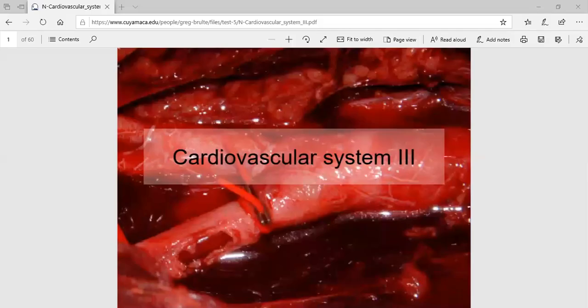All righty. So let's go share screen. Cardiovascular 3. So this is cardio 3. So let's run through this. Shouldn't take too long.